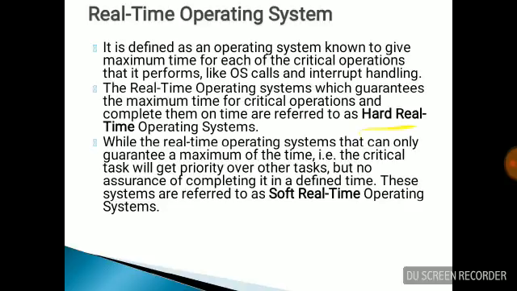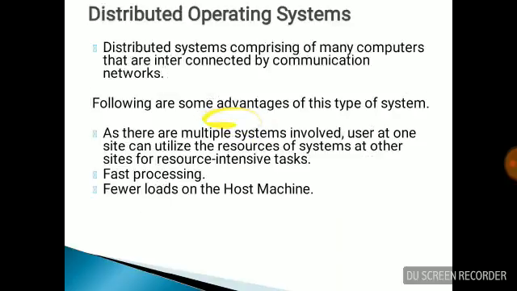The main thing is we need to work on critical operations only, because we have to perform many tasks at a time, but we must decide which programs are very important. We have to prioritize which are the more critical problems and which are not, and work on the more critical problems only. In real-time operating systems we have two types: one is the hard real-time operating system and the other is the soft real-time operating system.